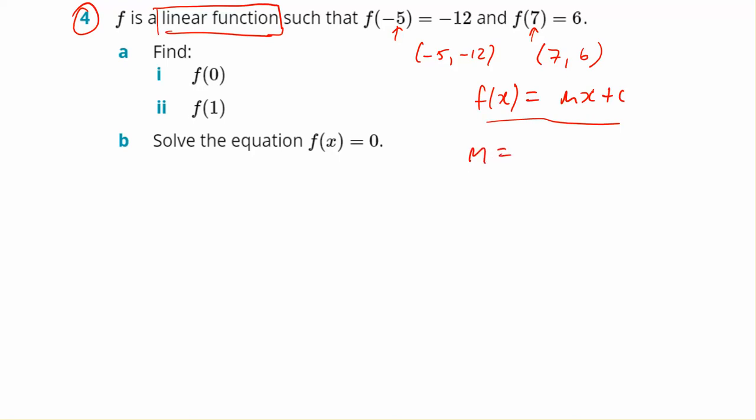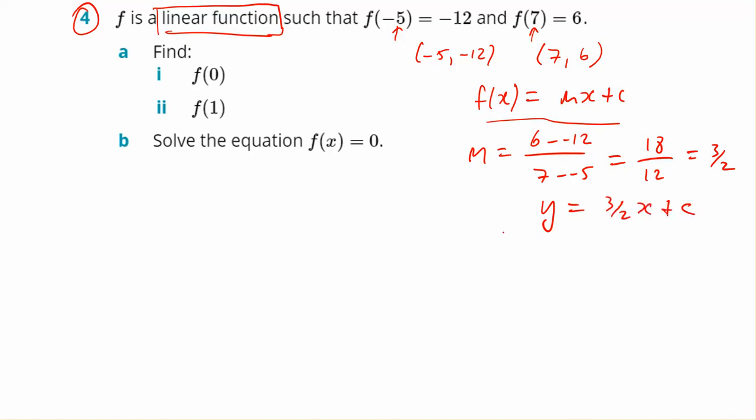So I know m is given by 6 minus -12 on 7 minus -5. So that's 18 over 12, which is 3 over 2. So you can use y equals 3 over 2x plus c, and I want to find my c value. So I can sub in either one of the two points. I'll just sub in 7, 6.